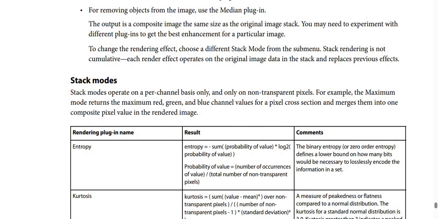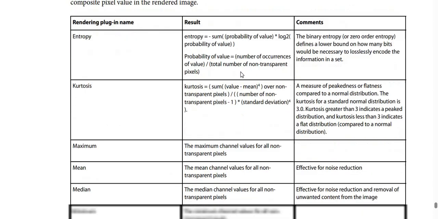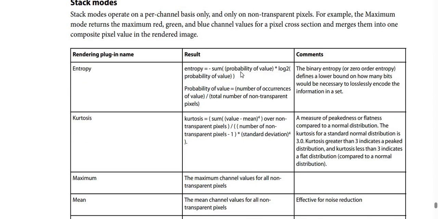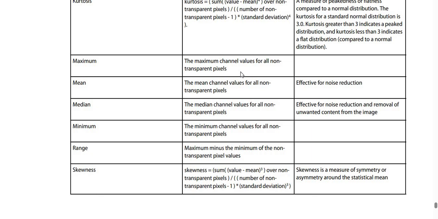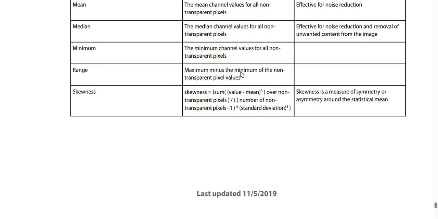So what about stack modes? Stack modes operate on a paired channel basis only, and only on non-transparent pixels. For example, the Maximum mode returns the maximum red, green, and blue channel values for a pixel cross section and merges them into one composite pixel value in the rendered image, like the next table. The table consists of 3 columns: rendering plugin name, result, and comments. We have Entropy, Kurtosis, Maximum, Mean, Median, Minimum, Range, and Skewness.